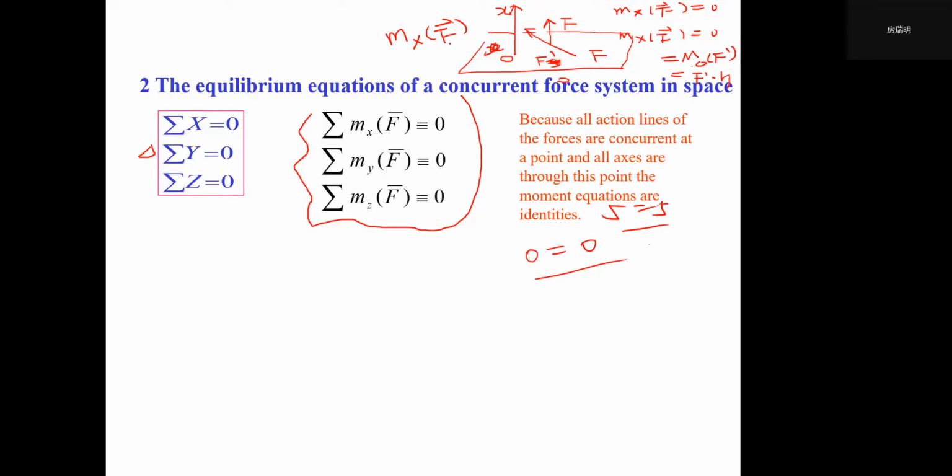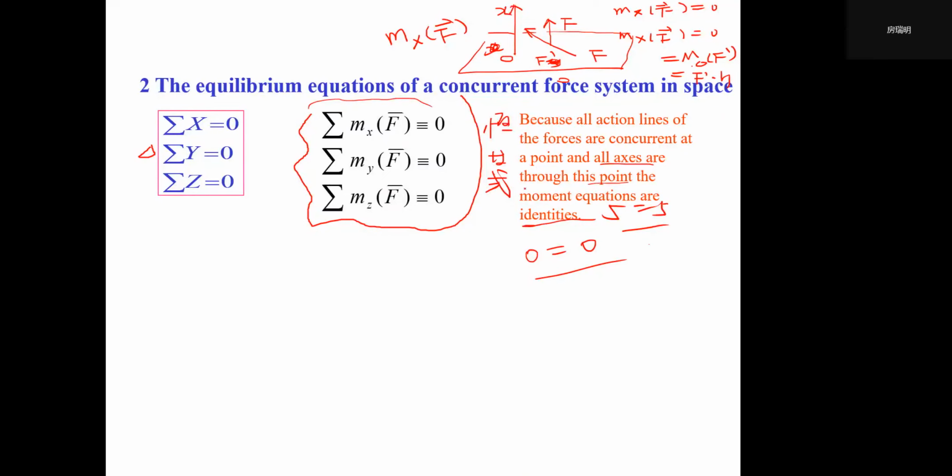That's why we call that all action lines of the forces are concurrent at a point, and all axes are through this point. So all the forces of this concurrent force system will have 0 moment to the 3 axes x, y, and z respectively. So all these equations will be identity. Identity in Chinese we call that 恒等式. 恒等式 means 永远成立. Always be true, right?